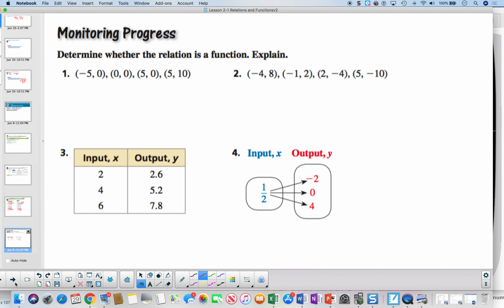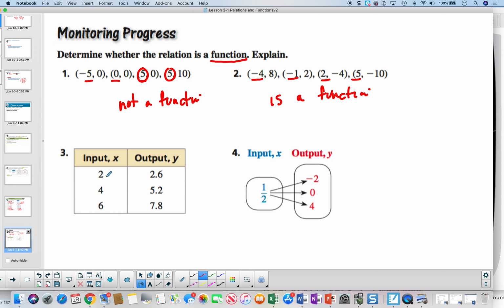Determine whether the relation is a function. Just a function, we don't have to worry about domain and range. And so I'm looking at every x, and I see this x is 5, and this x is 5, and it has two different y's. So this is not a function. I'm looking at all my x's. They're different, and they go with different y's. Every x has only one y, so this is a function.